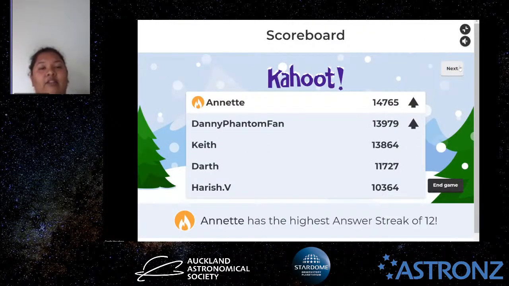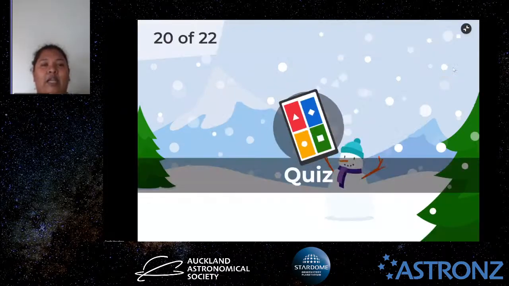The leaderboard has changed. So Annette has now reclaimed the top position. Danny Phantom Fan follows in second, and not too far away is Keith. So it looks like the top three are battling it out pretty tightly.